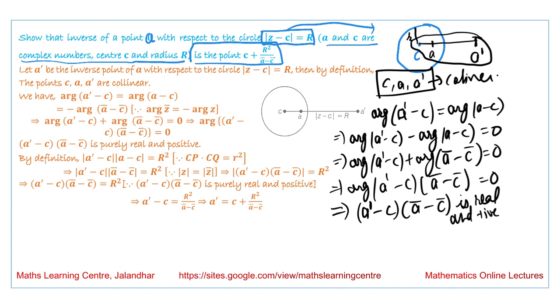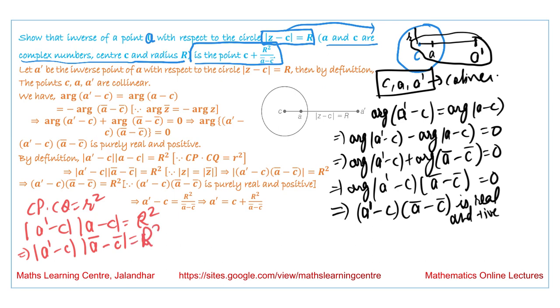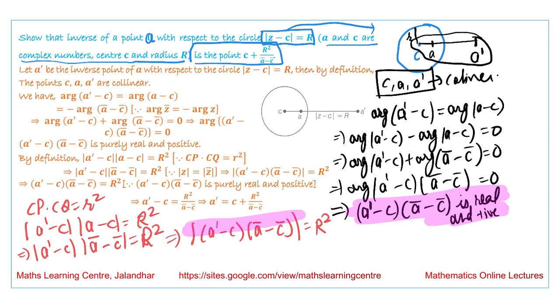Now from the second condition of the inverse points, we have that CP into CQ is equal to R square. So in this case, we will have mod of A dash minus C into mod of A minus C should be equal to R square. This implies that mod of A dash minus C into mod of A conjugate minus C conjugate should be equal to R square. Mod of Z and mod of Z bar are equal. And this implies that mod of A dash minus C into A conjugate minus C conjugate should be equal to R square. Now, from the earlier condition, this value is real and positive, so the mod of this value is basically equal to the value itself. This implies that A dash minus C into A conjugate minus C conjugate is equal to R square.